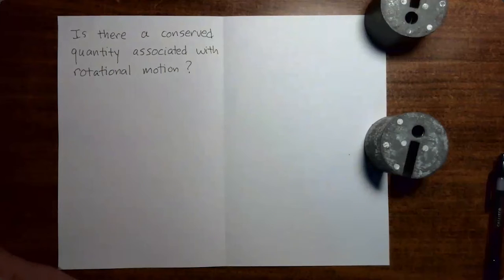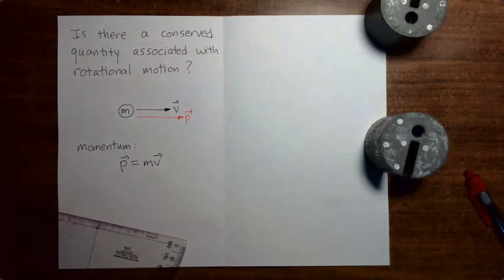In the previous video, I did a demo to try to motivate the idea that there can be a conserved quantity associated with rotation. In this video, we're going to come at this question from a different angle by making an analogy with a conserved quantity that we already know about. To be specific, we have already learned in this class about conservation of momentum. We have already seen how momentum is defined.